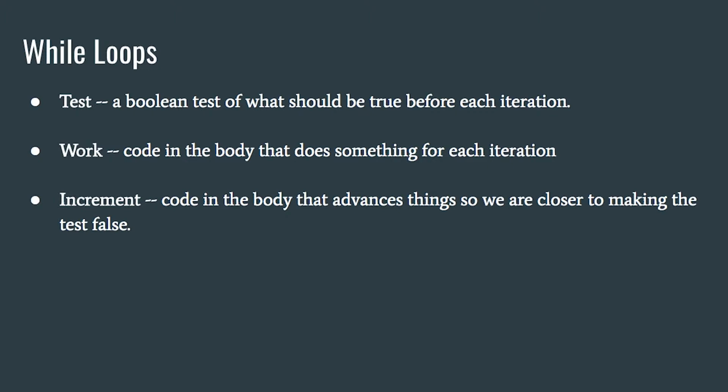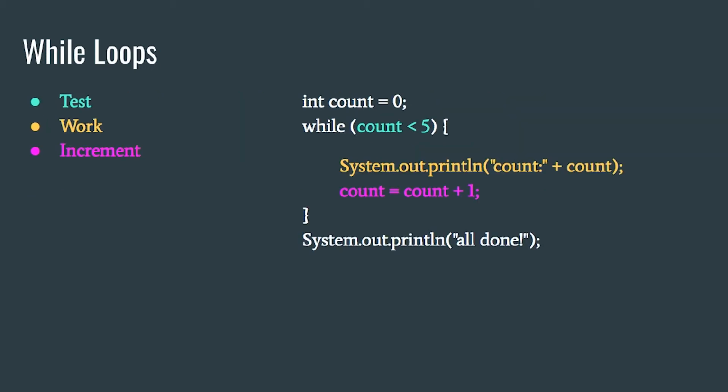So the second part of a while loop is the work. This is the thing that we want to do each time we run the loop, the thing we're going to do a billion times in a row. And then we have our increment. This is code that we write in our loop to advance things, change our variables so that we get closer to making the test false. Here's an example.